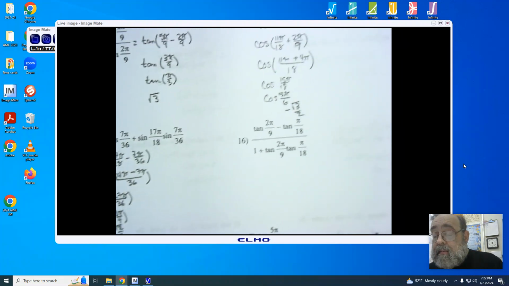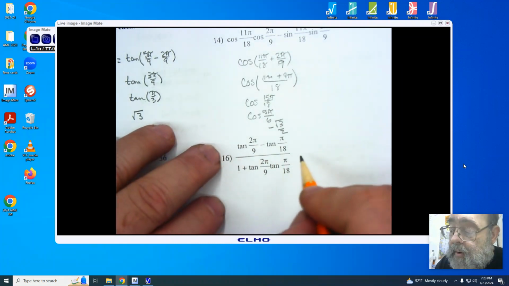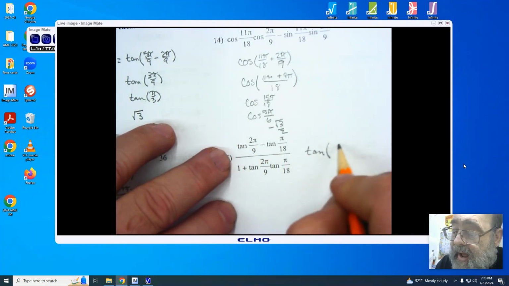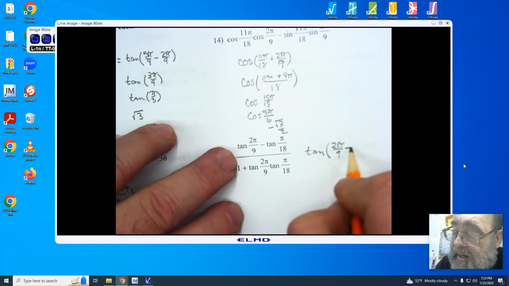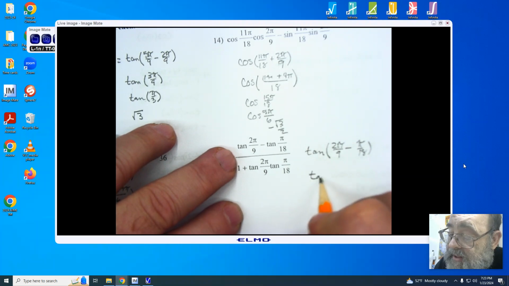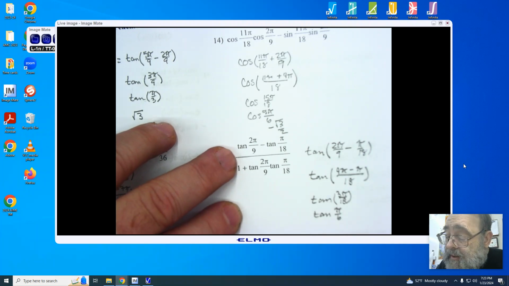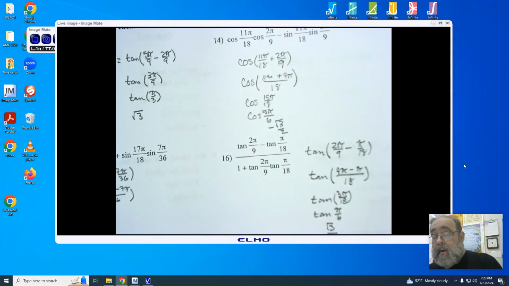Number 16. Once again, I have a tangent minus tangent in the numerator. Therefore, I'm looking at a tangent with a difference. I have 2 pi over 9 minus pi over 18. Getting the common denominator, I have the tangent of 4 pi minus pi over 18. Simplifying, I get the tangent of 3 pi over 18. I reduce for the tangent of pi over 6, and I know that the tangent of pi over 6 in the first quadrant is root 3 over 3. And that's my answer.